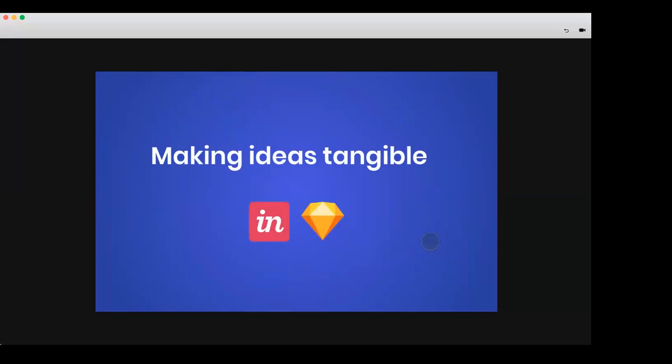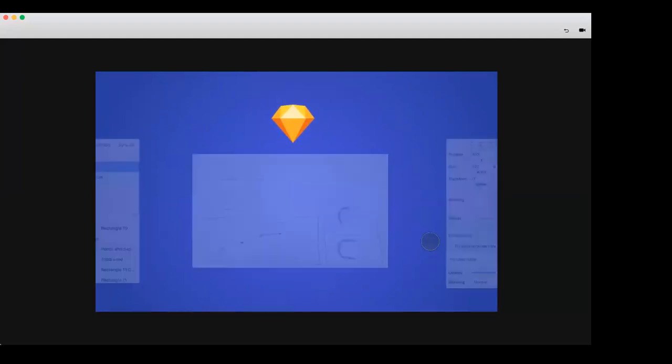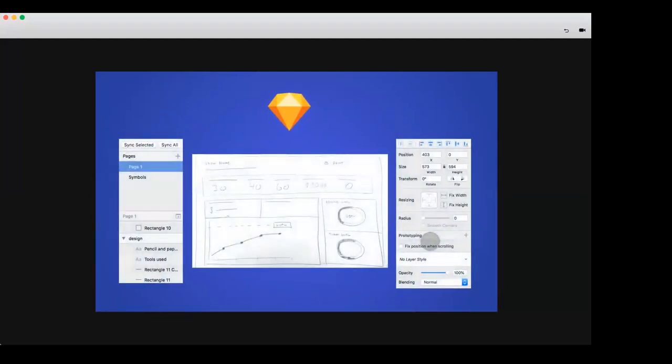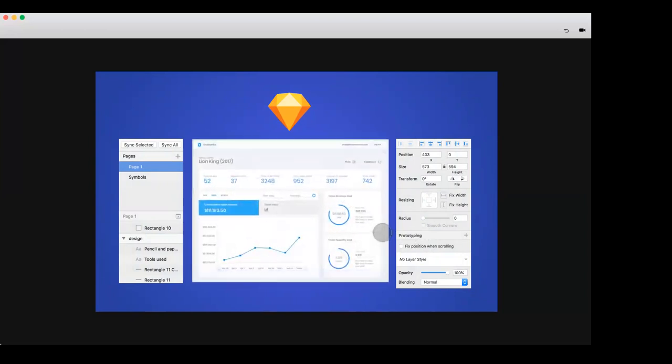Now, I'm gonna start off first with Sketch. Sketch is a user interface design tool that allows us to create high fidelity mockups based on these rough sketches here. So here I will have the sketch here, and I will come up with a high fidelity mockup of this sketch.